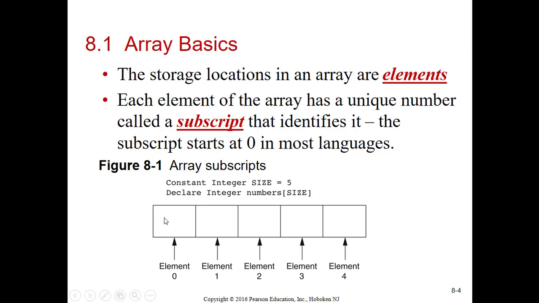The first element is going to be at 0. The second element at 1, 2, and so on, all the way up to however many elements. Notice there's not an element 5. The reason being is it starts at 0. So if you're trying to index an array with an index of 5, it's going to give you an error because there's not an element 5. That would be the 6th element.